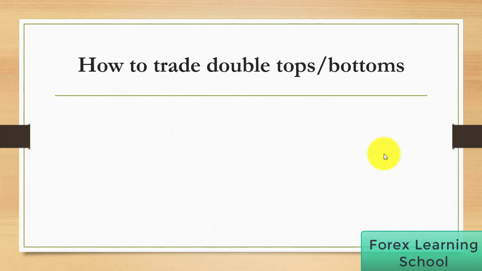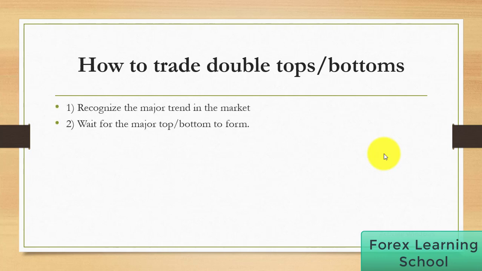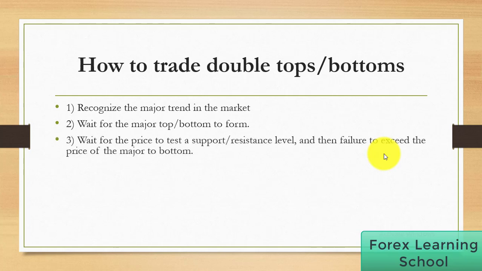How to trade double tops or bottoms. 1. Recognize the major trend in the market. 2. Wait for the major top or bottom to form. 3. Wait for the price to test a support or resistance level, and then fail to exceed the price of the major top or bottom.